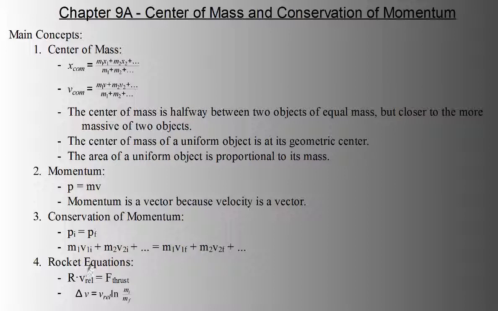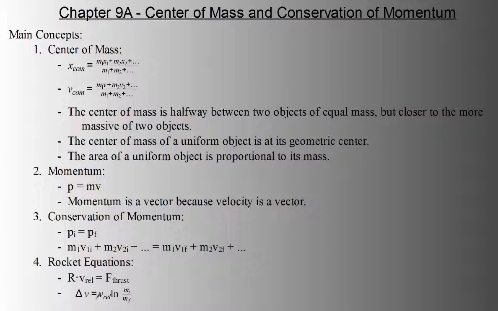And then rocket equations. The problems in your textbook are relatively simple problems. Basically, this is the rate at which fuel is being consumed, R. This is the relative velocity of the fuel coming out of the rocket relative to the actual rocket. And this is the force of the thrust of the fuel coming out of the rocket. And you can also relate the relative speed to the change in speed of a rocket.